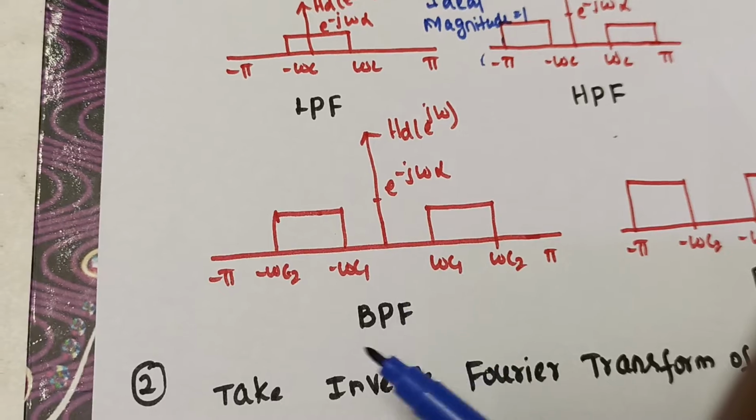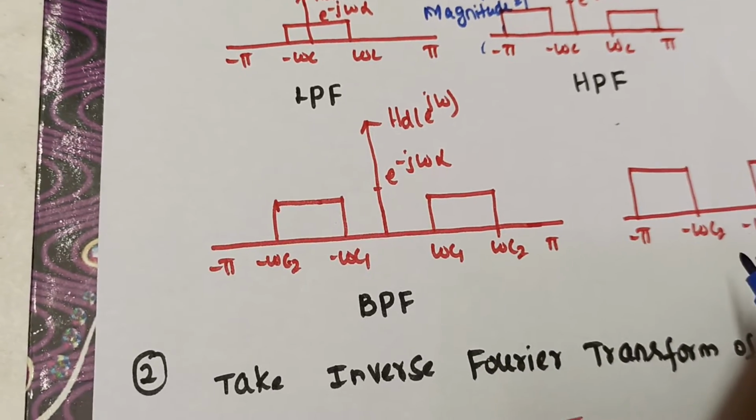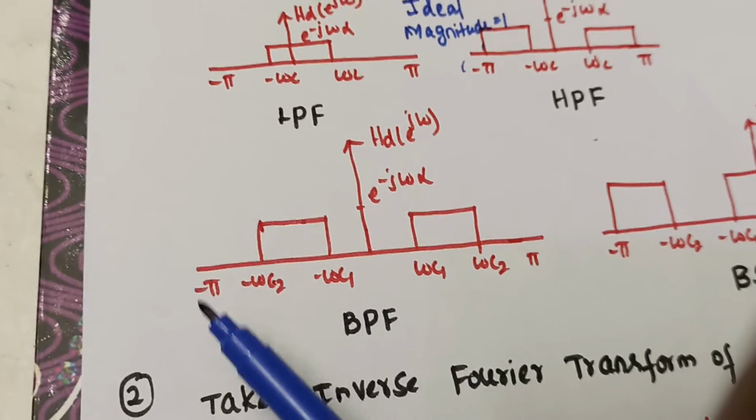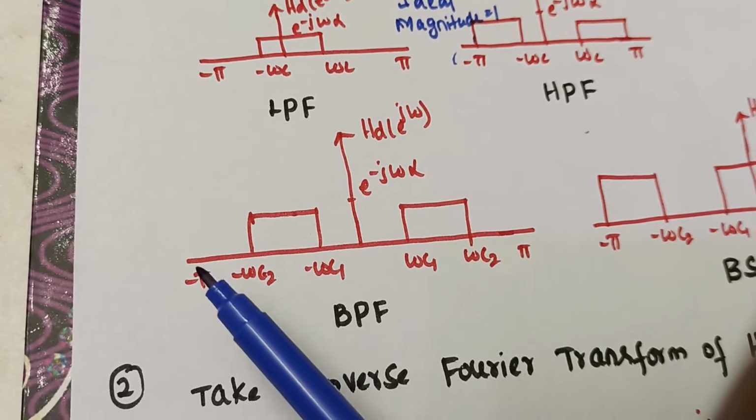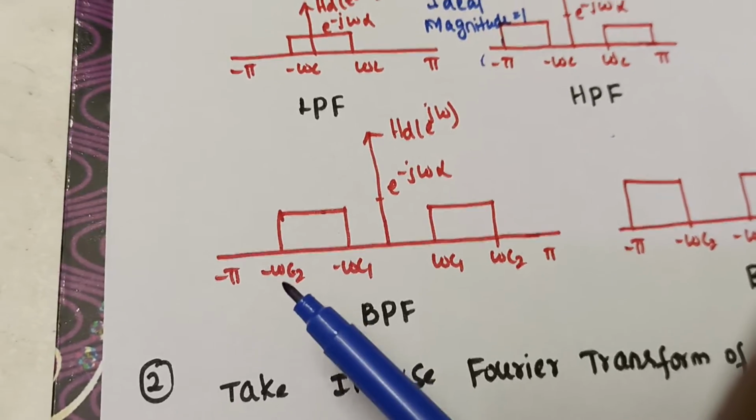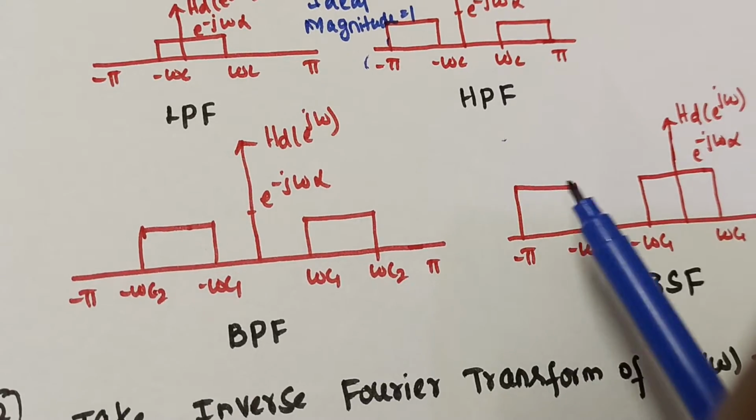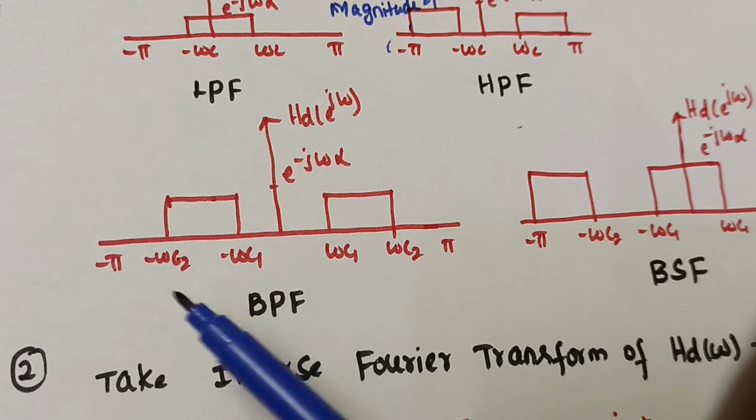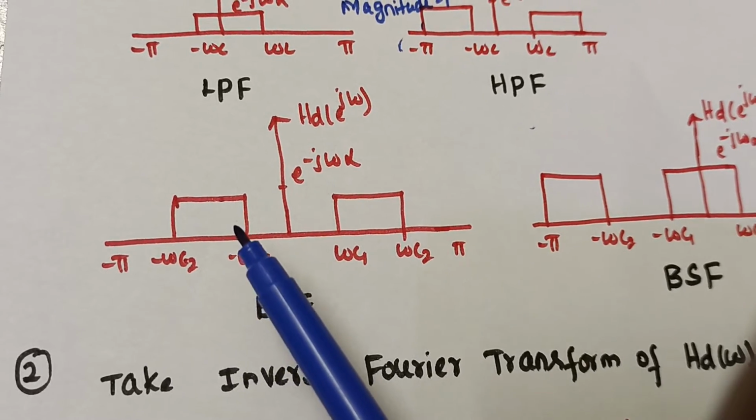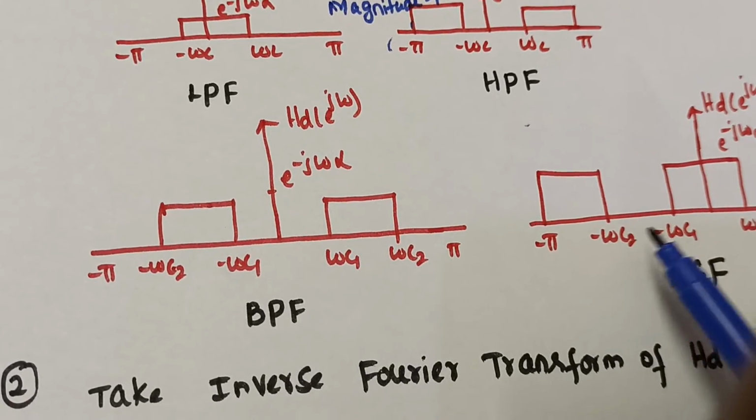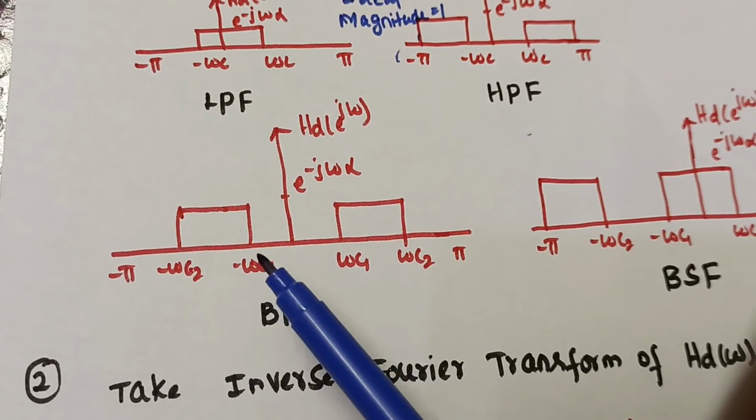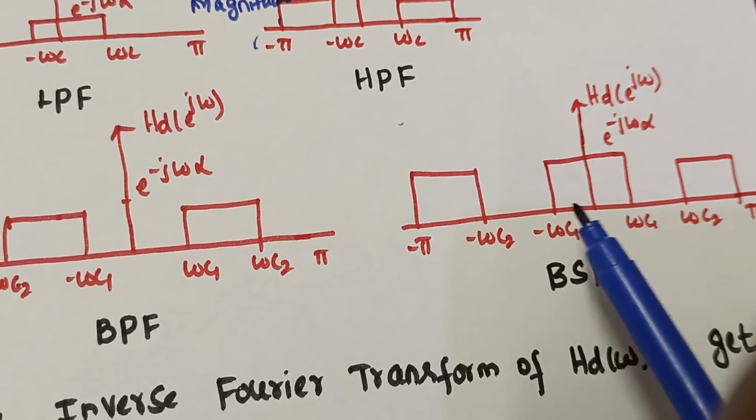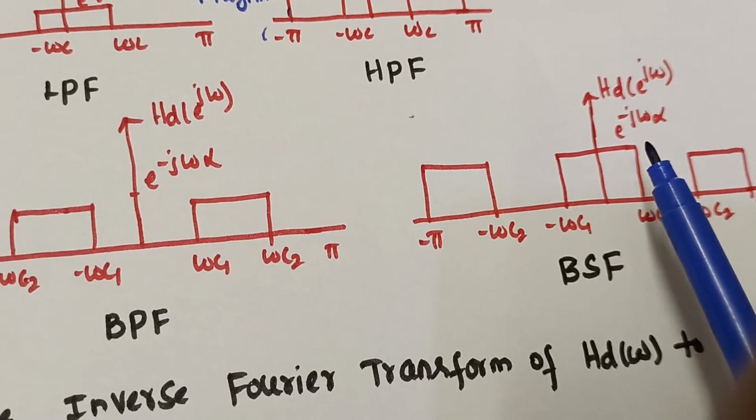Now, if we know the response of band pass, we can very well draw the response of band stop. How is it going to be? It's going to be just the reverse or opposite of this. So from minus pi to minus omega c2, the magnitude for band pass is 0, whereas for band stop it will be e power minus j omega alpha. Likewise, from minus omega c2 to minus omega c1, the band pass magnitude is e power minus j omega alpha, whereas for band stop it should be 0. Just the reverse, from minus omega c1 to omega c1, band pass is 0, whereas band stop is going to have a magnitude of e power minus j omega alpha.